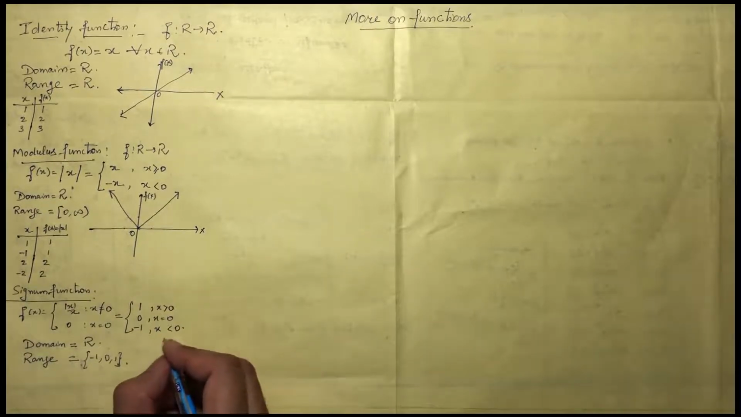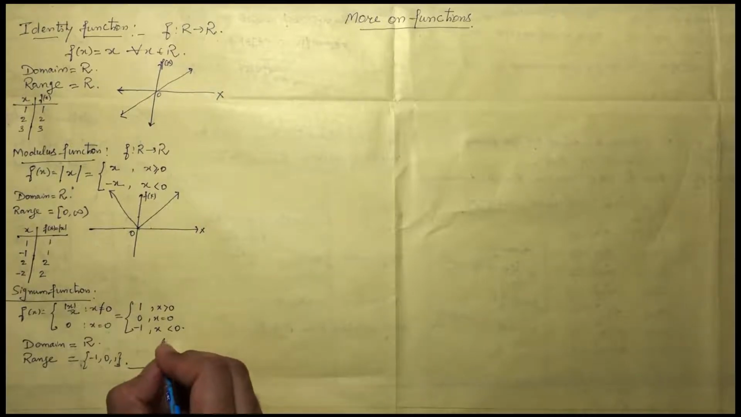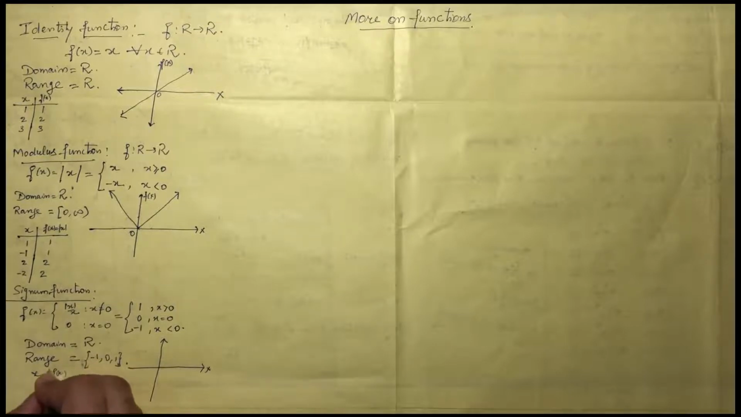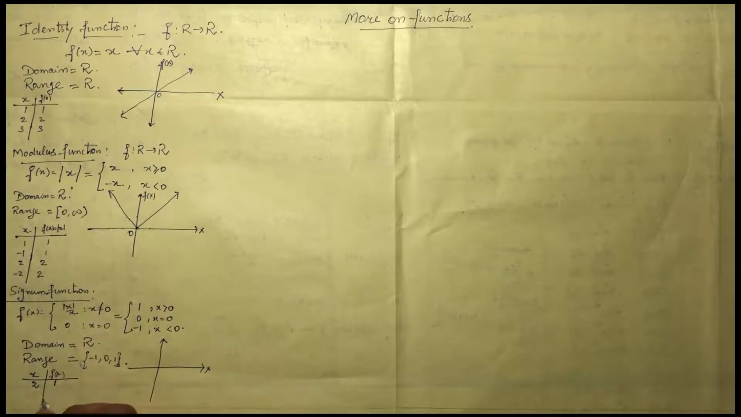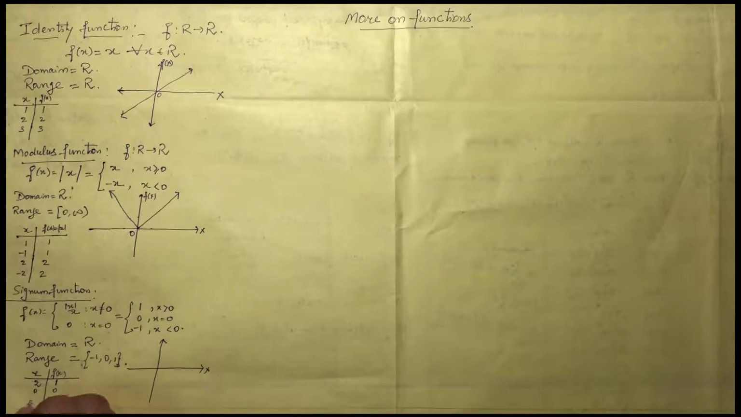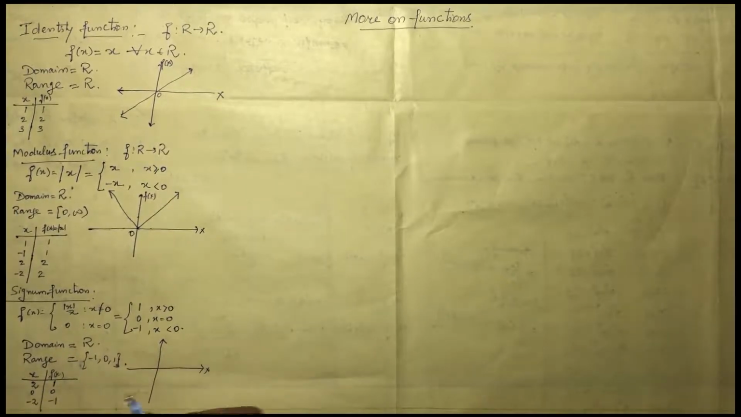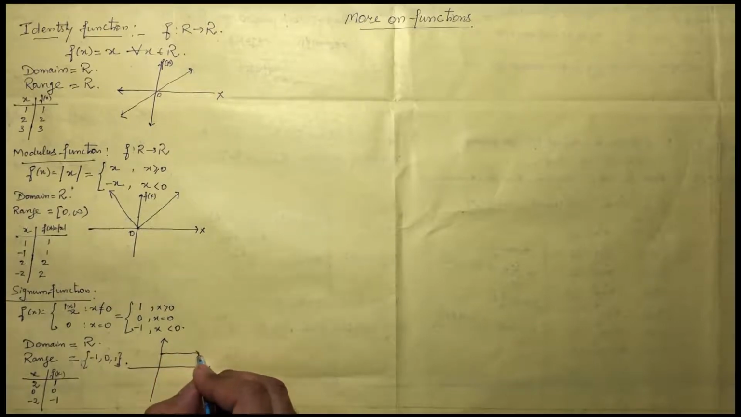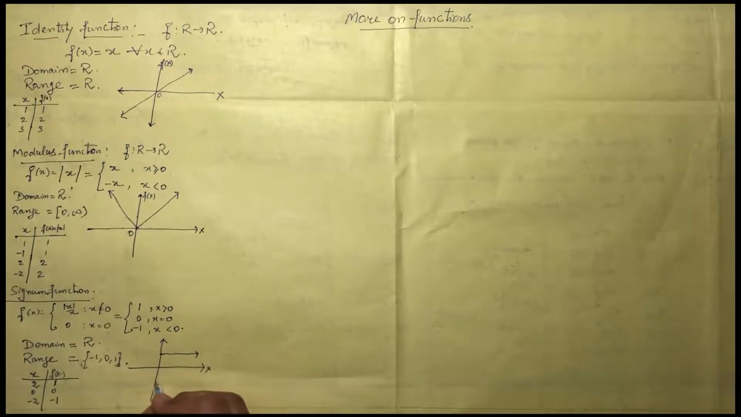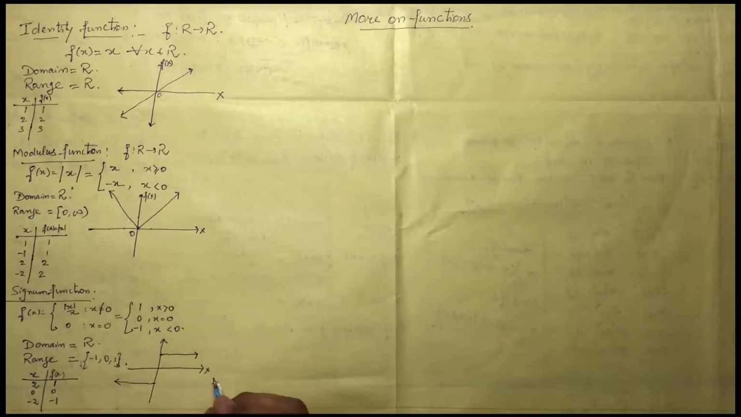And what is the plot of this function? The plot will look like this. Before going to the plot, we first make a table, x and f(x). For x positive, let it be 2. What is f(x)? 1. For x = 0, it is 0. For x = minus 2, it is minus 1. So, we only have 3 values. For all positive values, it will remain 1, and for all negative values, it will remain minus 1. So, this is the plot: this is 0, 1, 0, minus 1. It will remain this.